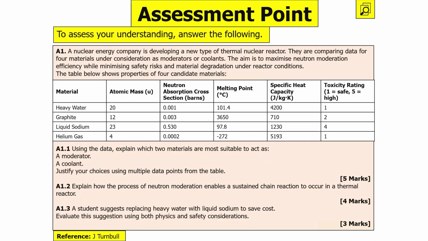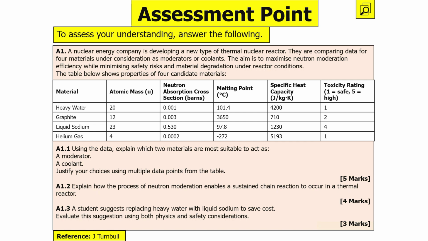A nuclear energy company is developing a new type of thermal nuclear reactor. They are comparing data for four materials under consideration as moderators or coolants. The aim is to maximize neutron moderation efficiency while minimizing safety risks and material degradation under reactor conditions. The table below shows the properties of four candidate materials. Using the data, explain which two materials are most suitable to act as a moderator and a coolant. Justify your choices using multiple data points from the table.